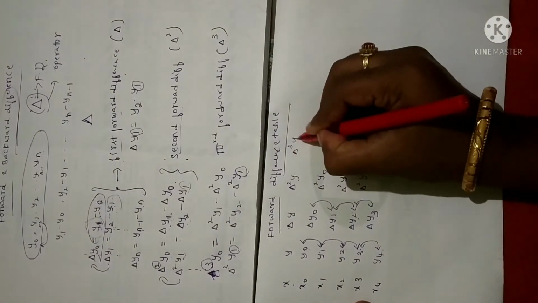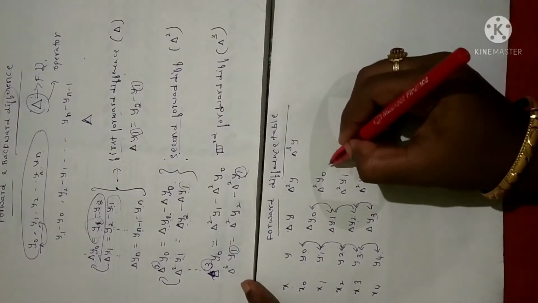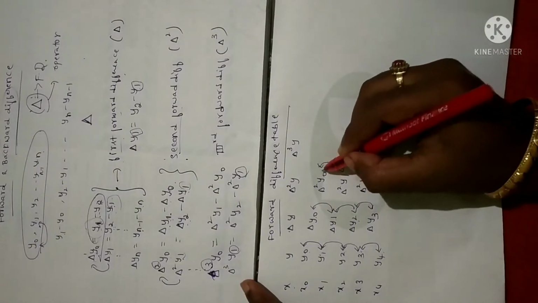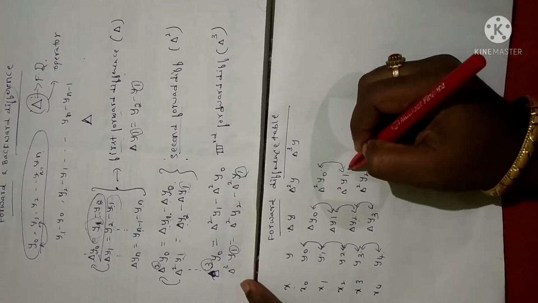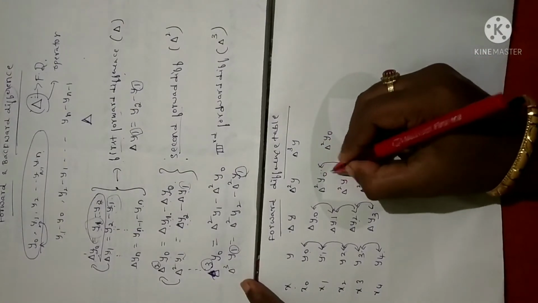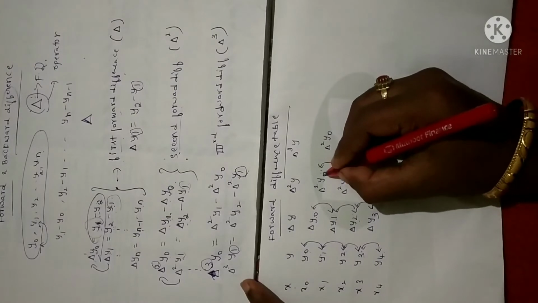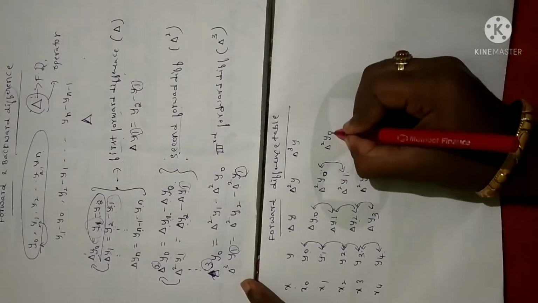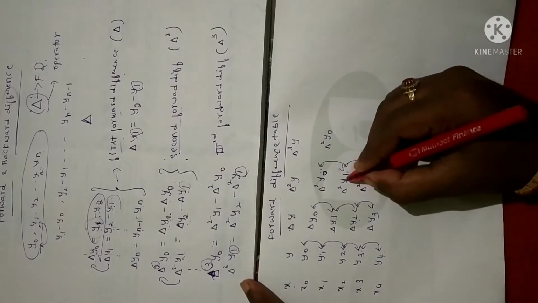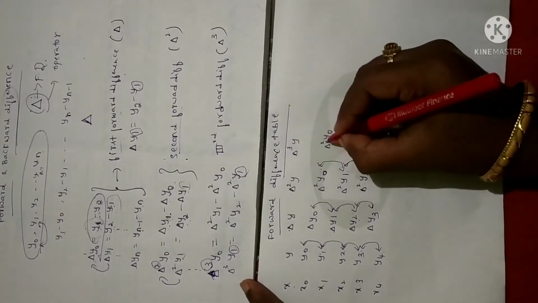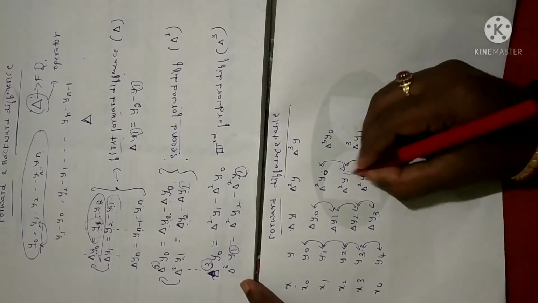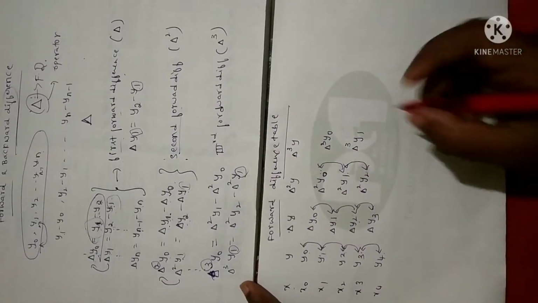Next, let me calculate the third forward difference. The third forward difference will be the difference of these two values. So delta square y1 minus delta square y0 is delta cube y0. Always when you subtract, remember you have to retain the smallest suffix. Among 1 and 0, the smallest suffix is 0. Next, delta square y2 minus delta square y1 will be the third forward difference, right? So you have to write delta cube of y1. Why? Because the smallest suffix is y1. This is for the forward difference.